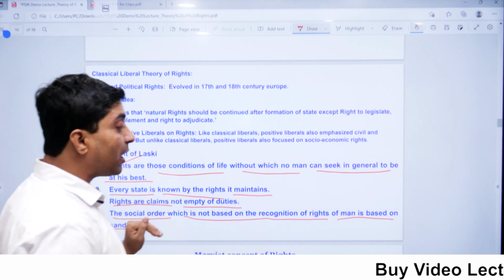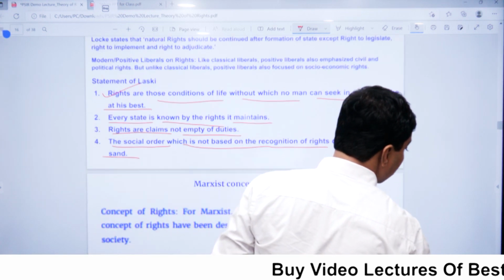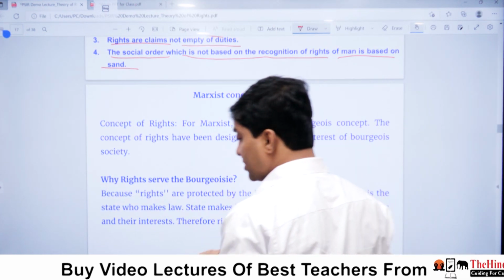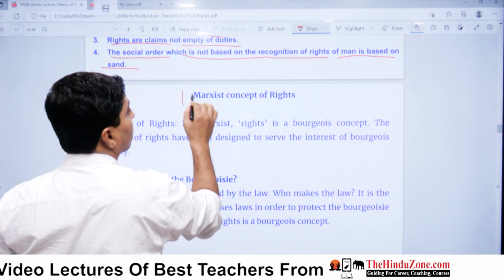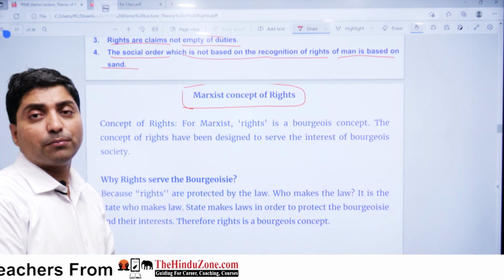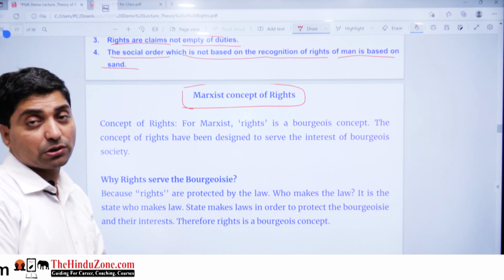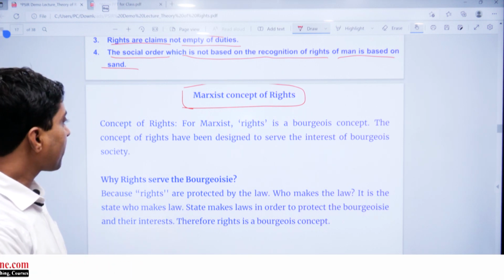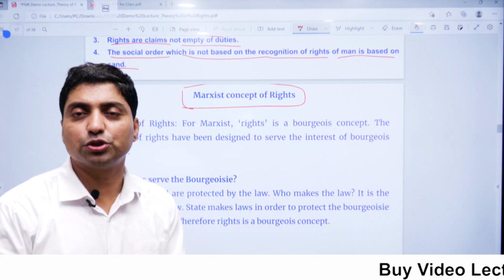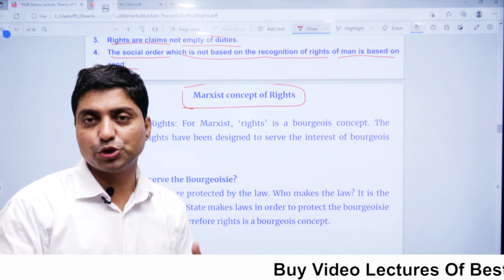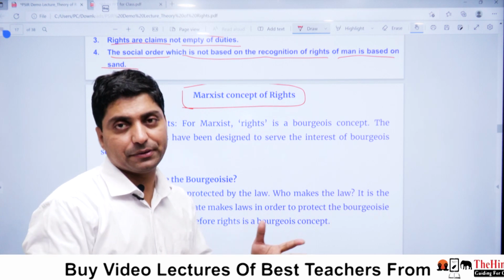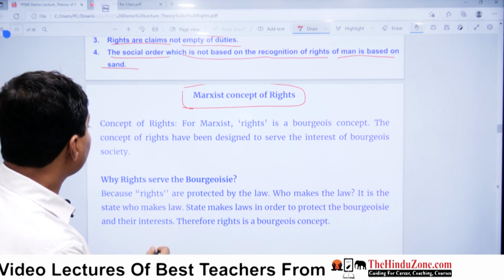Now come to the Marxist conception of rights. What did Marx think about rights? If you see the Marxist concept, Marx thought that right is a bourgeois concept, and the concept has been designed to serve the capitalist, the bourgeois, the rich people. Why is it a bourgeois concept?